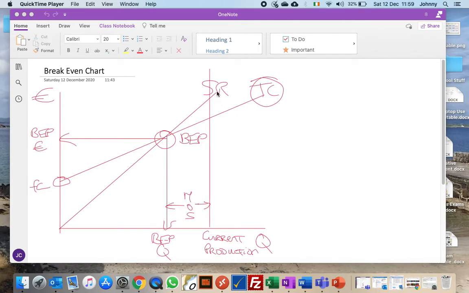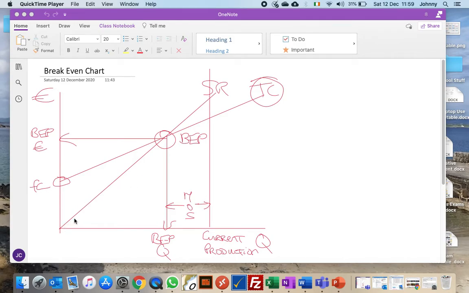Now, sales revenue is the amount of money we get for selling the goods that we make. If we make and sell no goods, we earn no money. So it starts at the origin and goes up, and the slope of that line is basically the sales price per unit. In Costing 2, I showed you how we'd work out the formula for that, but I'm trying to turn this into a diagram.